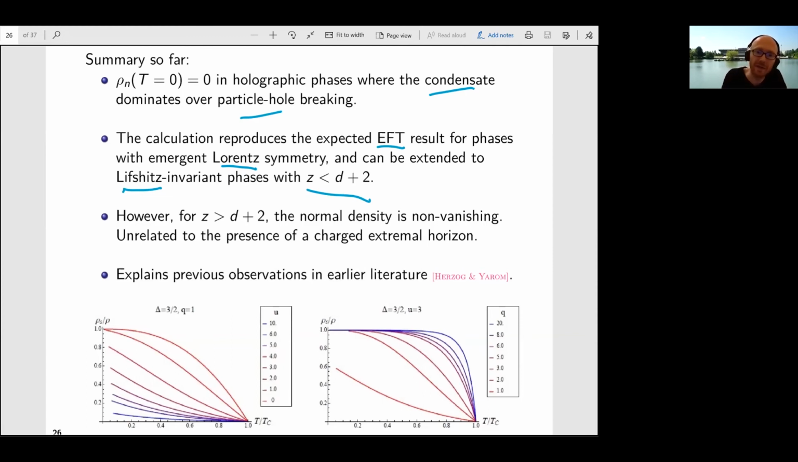However, for phases that have a large Lifshitz exponent, the normal density is non-vanishing. And as I've commented, this is unrelated to the presence of a charged extremal horizon or not. And these results explain everything that I was telling you about these previous results by Herzog and Yarom, in the sense that now if you look at these choices of parameters that lead to these curves, then you see that all of these correspond to Lifshitz ground states that have z greater than d plus 2. So that's why the superfluid density does not asymptote to the total charge density at 0 temperature.